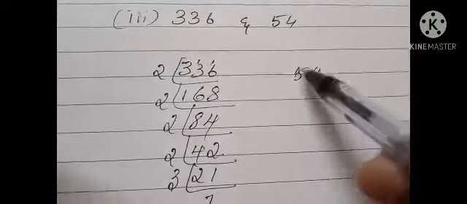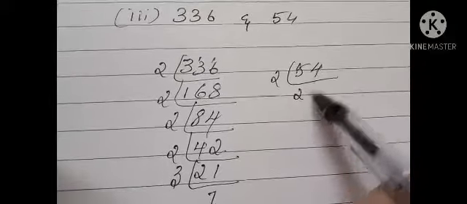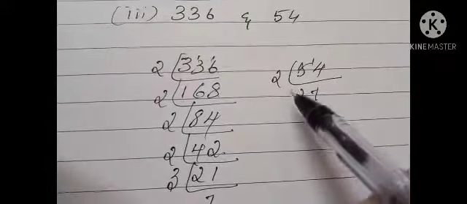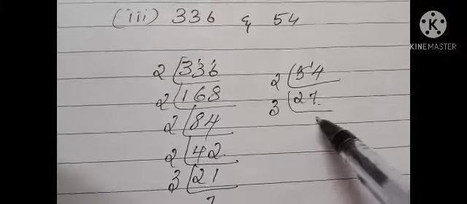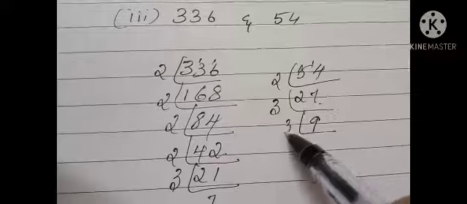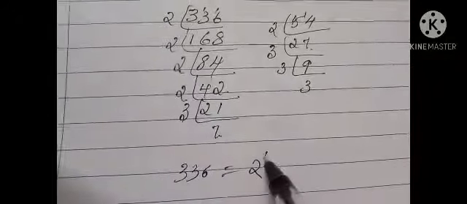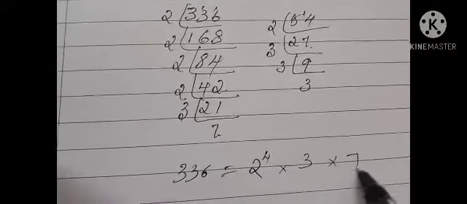The next number is 54. Then 54 by 2: 2 2s are 4, remaining 1, 7 2s are 14. Now this 27 is divisible by 3, 3 9s are 27. Again it is divisible by 3, 3 3s are 9. Now we have to write them as 336 equal 2 raised to 4 into 3 into 7. Then for 54, which are the factors? There is only 1 2. Then 3 3s. So we can write it as 3 raised to 3, right?